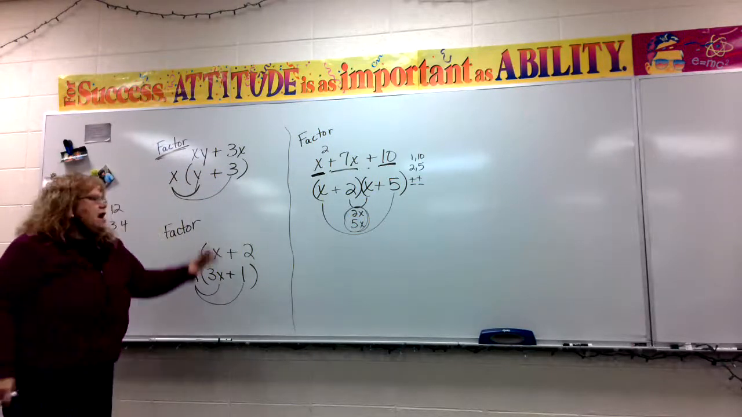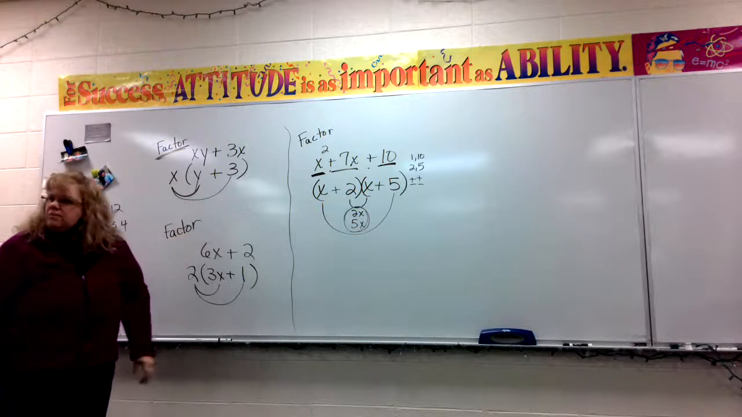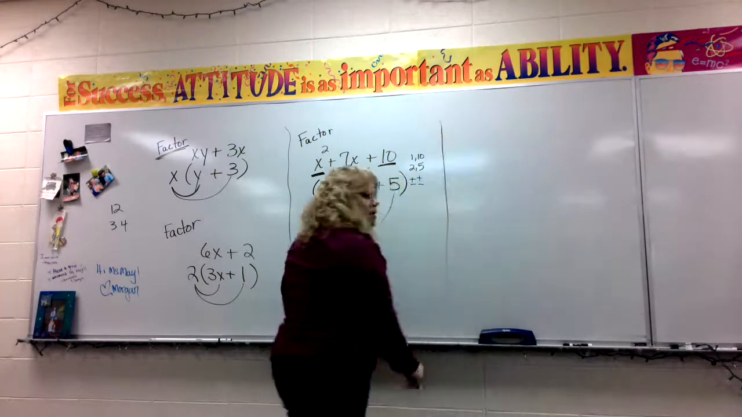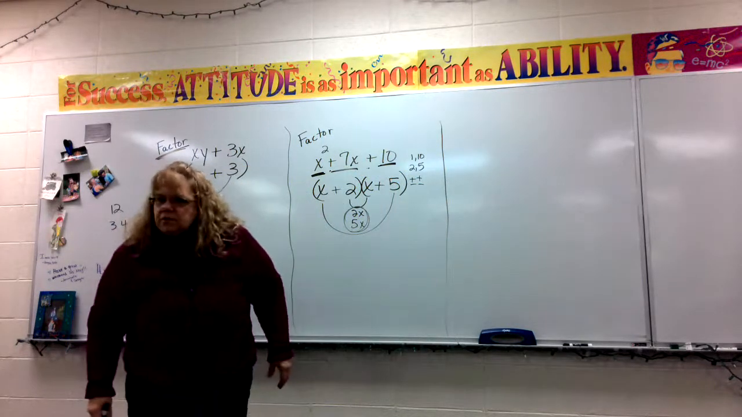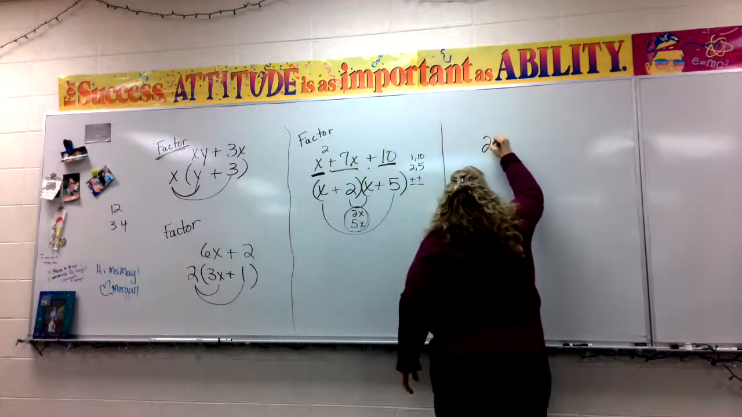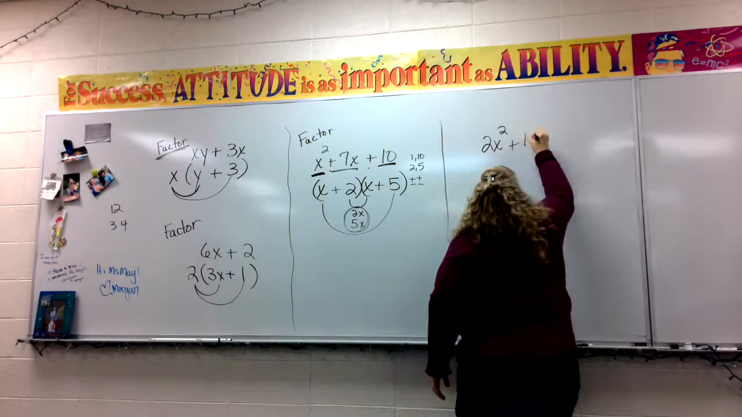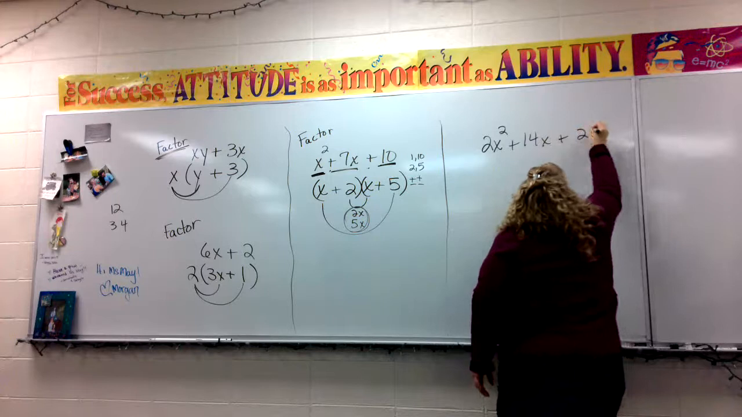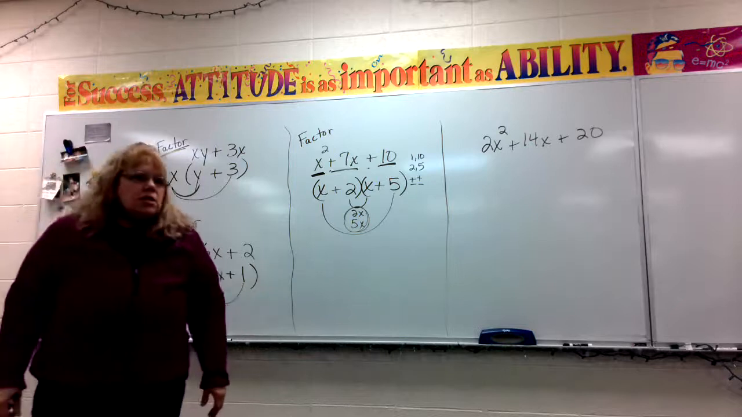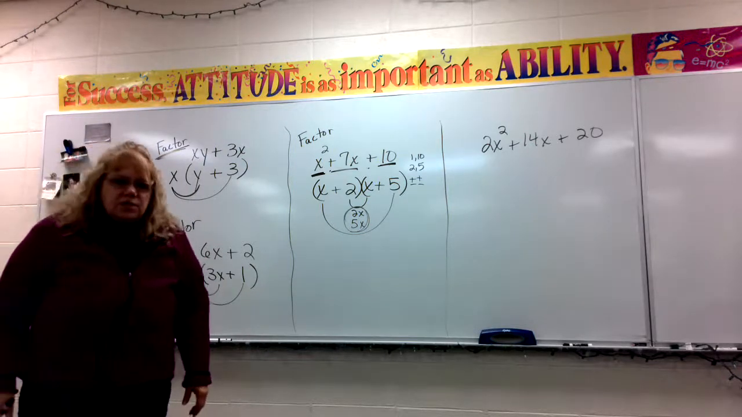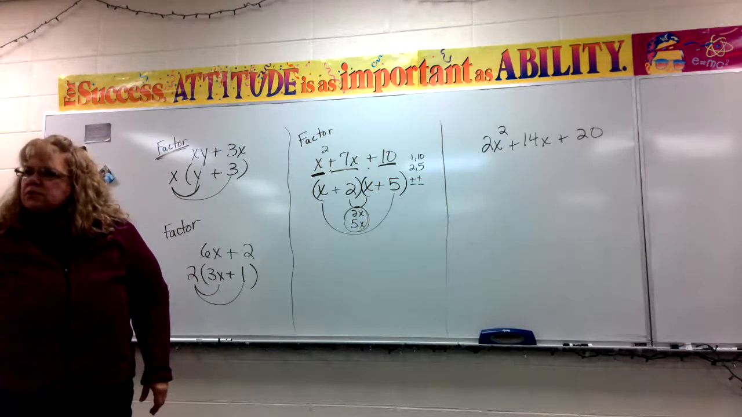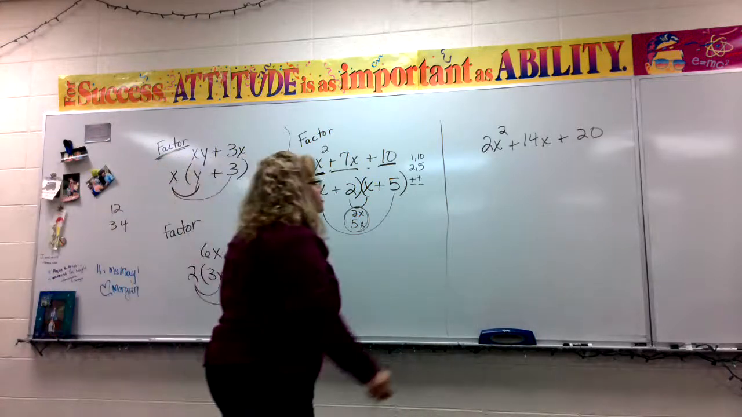So hopefully by now you're fairly good at doing both of these. Here's what today's is. You already know how to do today's. It's this and this. It's 2x squared plus 14x plus 20. Remember how we said you should always look for something in common first? What do these all have in common?